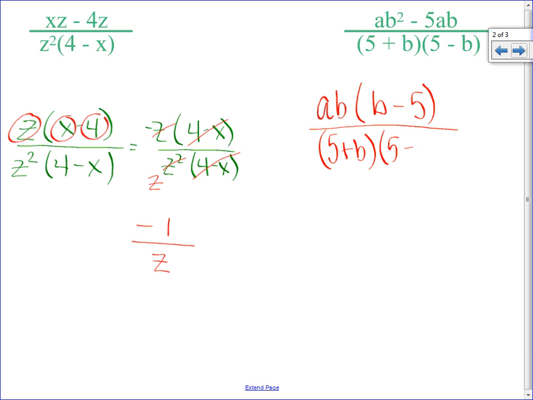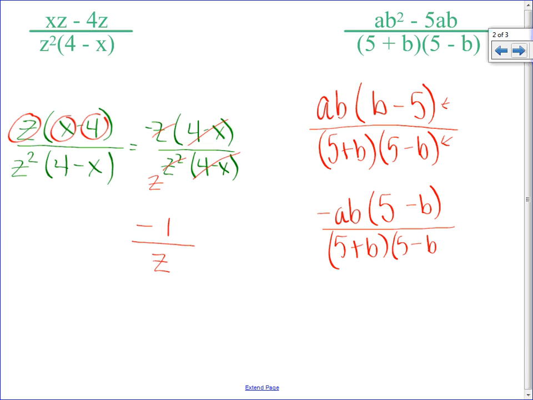So this is another situation, just like the one on the left. These look almost the same, but we're going to have to switch the signs. Let's switch the signs on the top. So now it's negative AB, and we can switch these around. So the 5 is now positive, the b is now negative. So now we can take those away. Negative AB over 5 plus b. Questions?